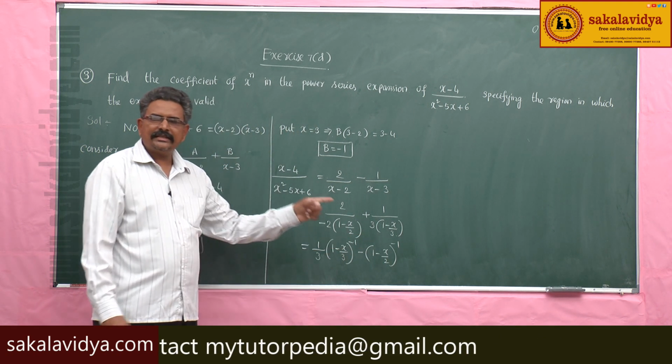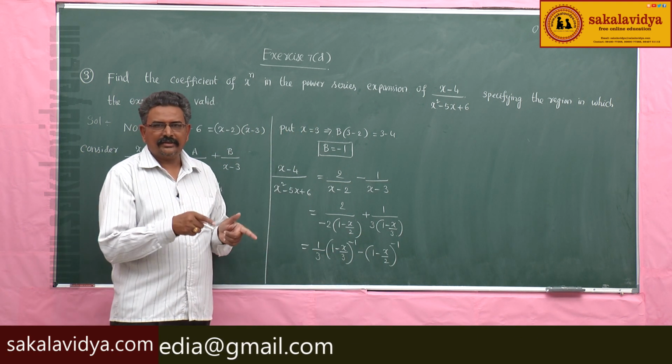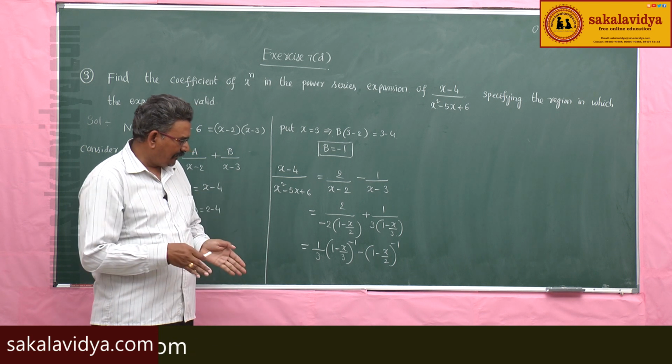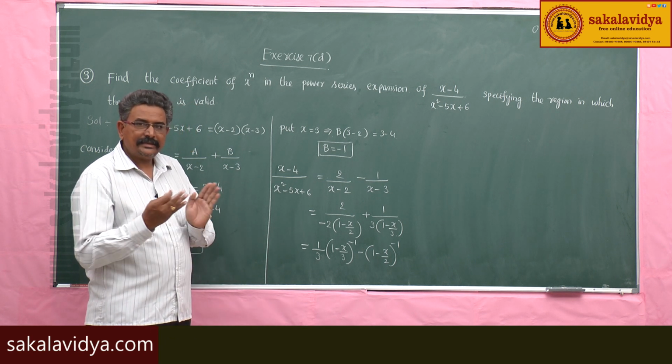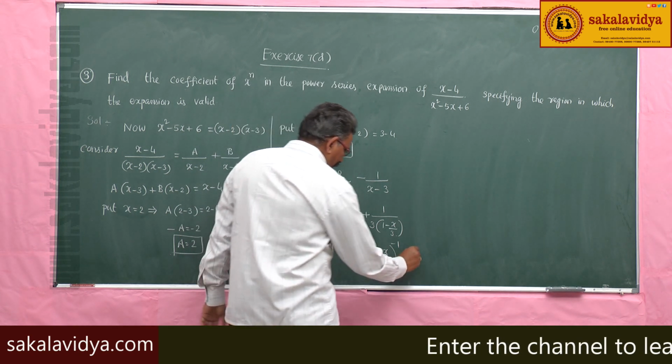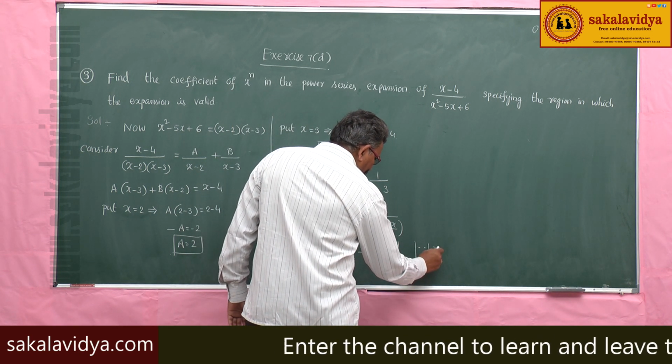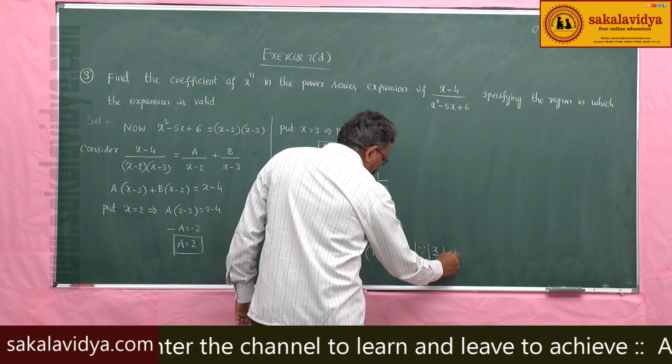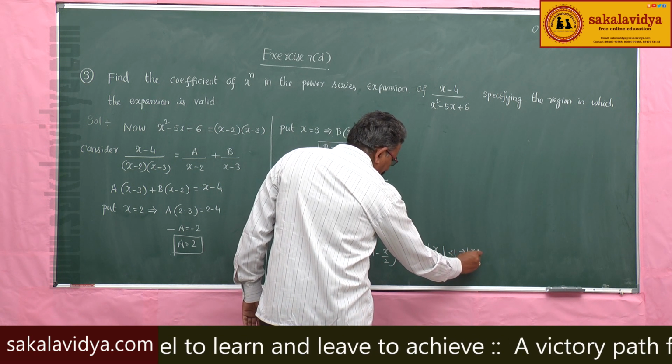These two series are valid simultaneously when mod of x by 3 is less than 1. That means indirectly mod of x by 2 is less than 1. So mod of x by 2 is less than 1. That implies mod x is less than 2.